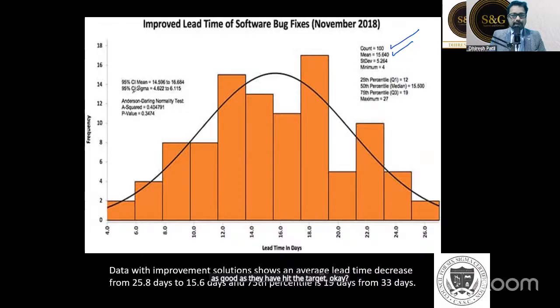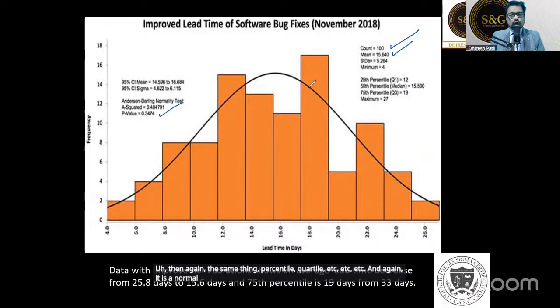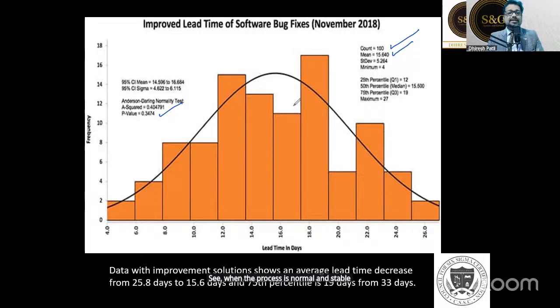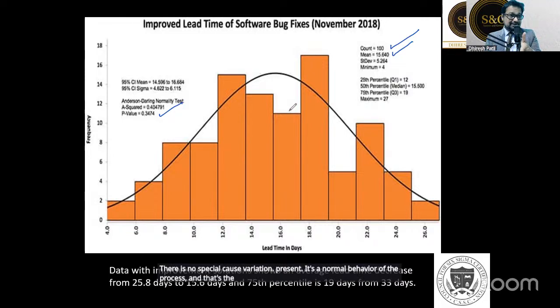Then again, the same thing: percentile, quartile, etc. And again, it is a normal distribution as well, so there is no skewness. See, when the process is normal and stable, that means there is no special cause variation present. It's a normal behavior of the process, and that's the best thing to have.